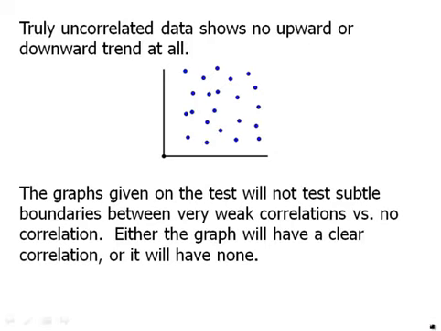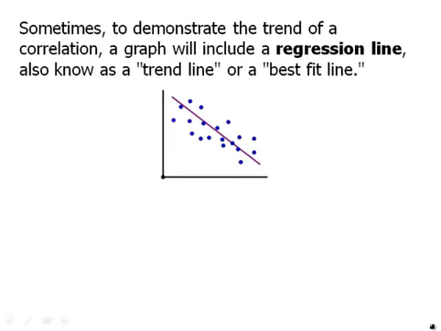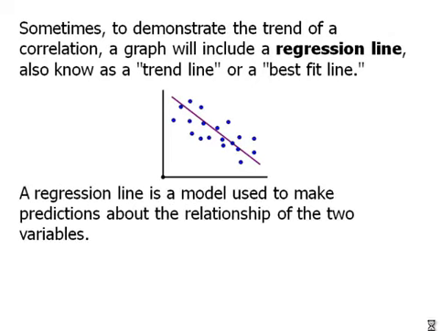The graph that's given on the test will not test the subtle boundaries between weak correlations and no correlations. Either the graph will have a very clear correlation or it will have none. Sometimes to demonstrate the trend of a correlation, a graph will include something called a regression line, also known as a trend line or a best fit line, and this shows the general trend abstracted into a single line. So you can see the core pattern.